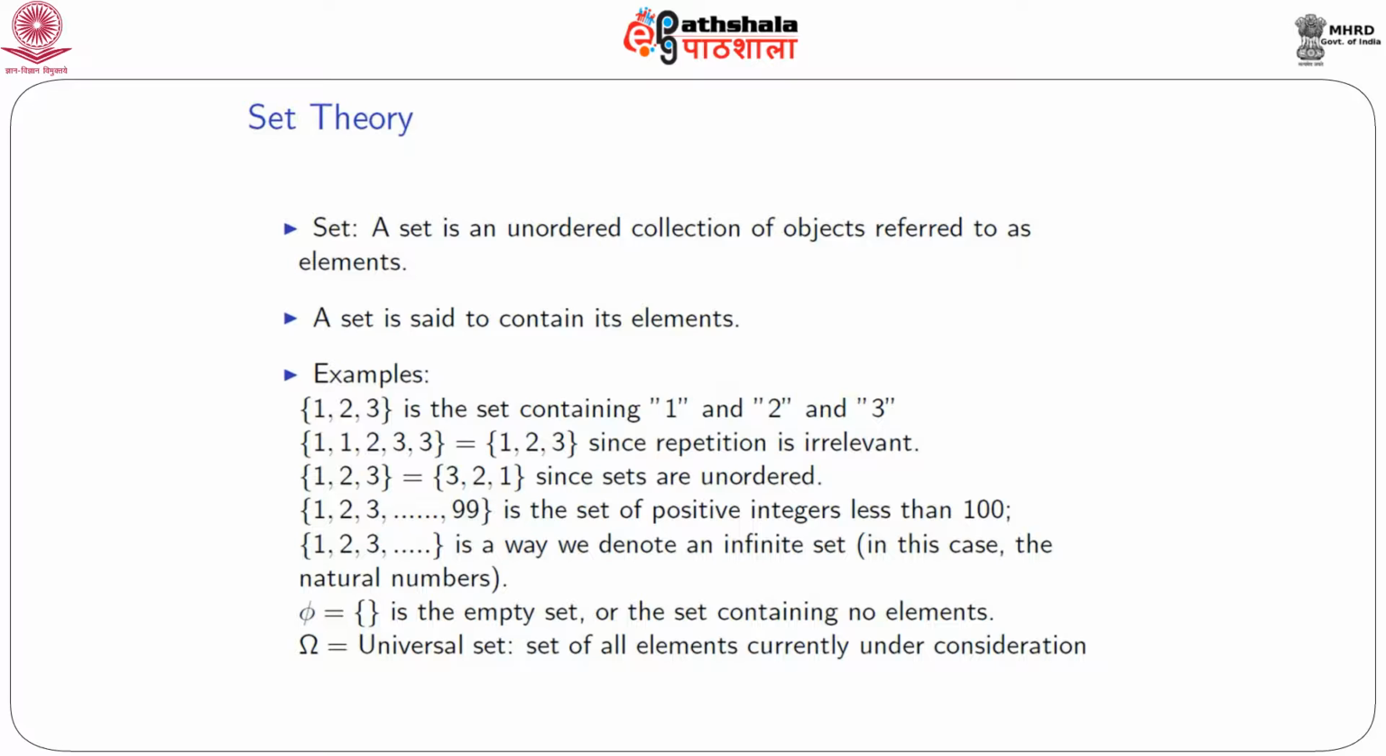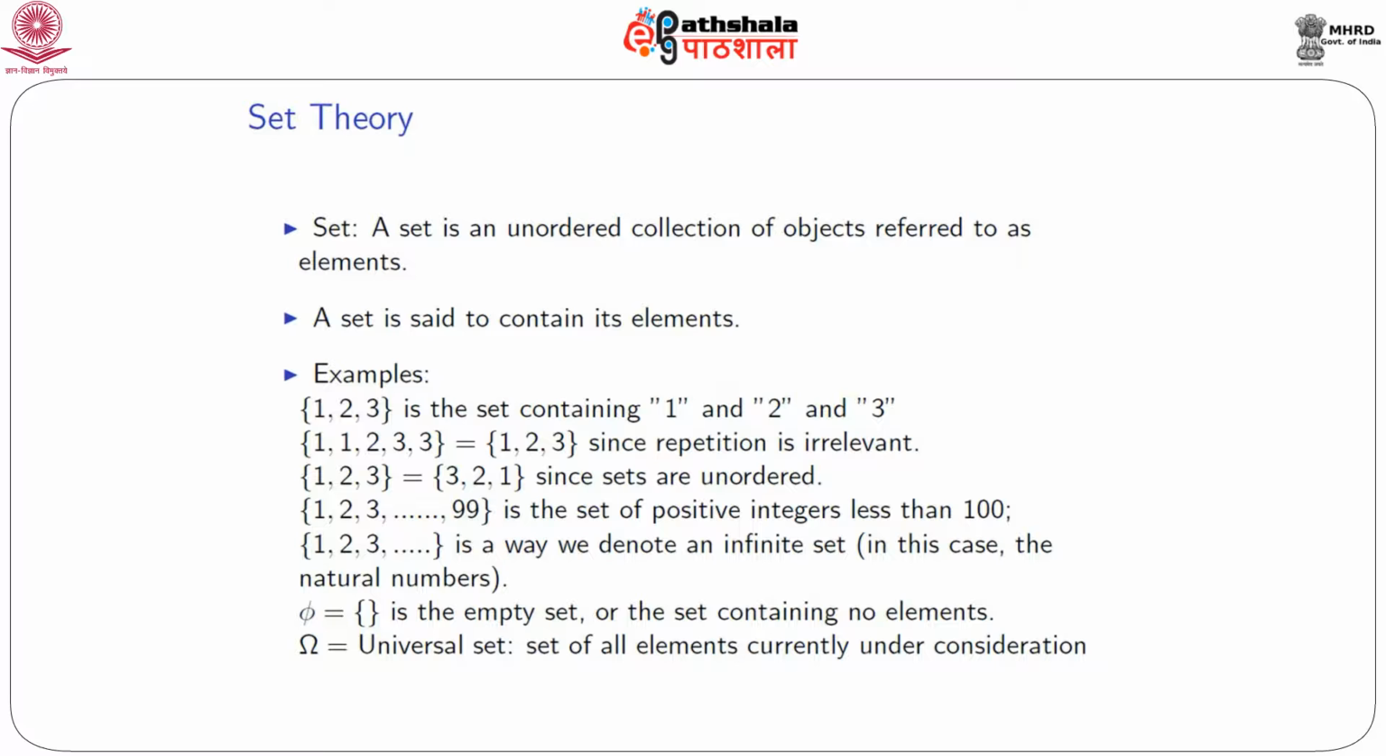I will give you a few examples. For example, the set {1, 2, 3} is a set containing 3 numbers: 1, 2 and 3. A set is usually represented by braces. Consider another example. Here is a set consisting of elements 1, 1, 2, 3, 3. Look here, 1 is repeated twice, and so is 3. But this is nothing but the simple set {1, 2, 3}, since repetition is irrelevant in the case of a set.